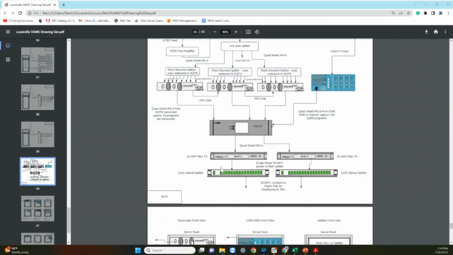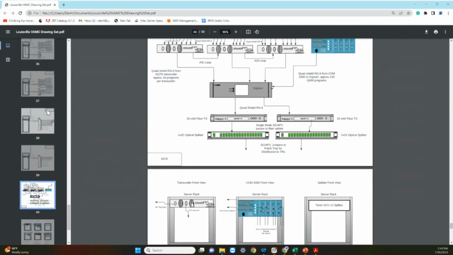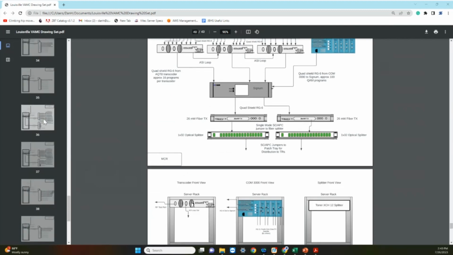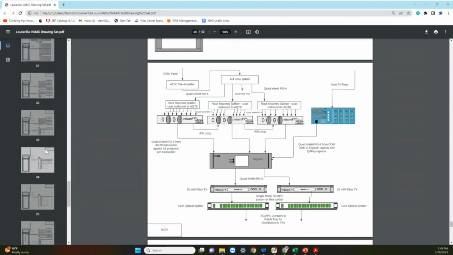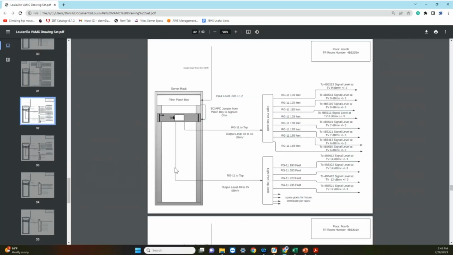And then once we're out, we are rolling into each of the closets. And then from closet to closet, we are doing our design for the home run system. So I have my fiber coming in here, single mode fiber from the NCR into the patch bay. We're expecting that input level to be minus 2 dB plus or minus 2 coming into the Signum device.